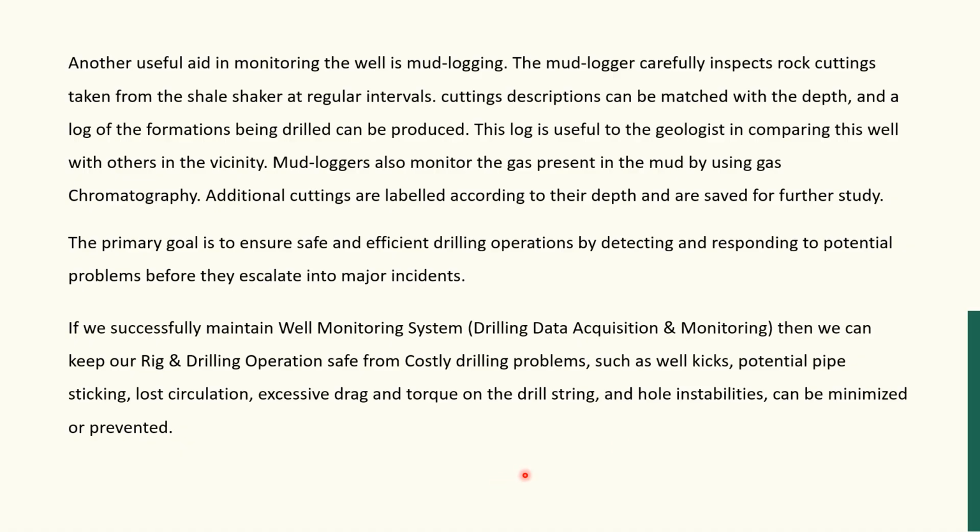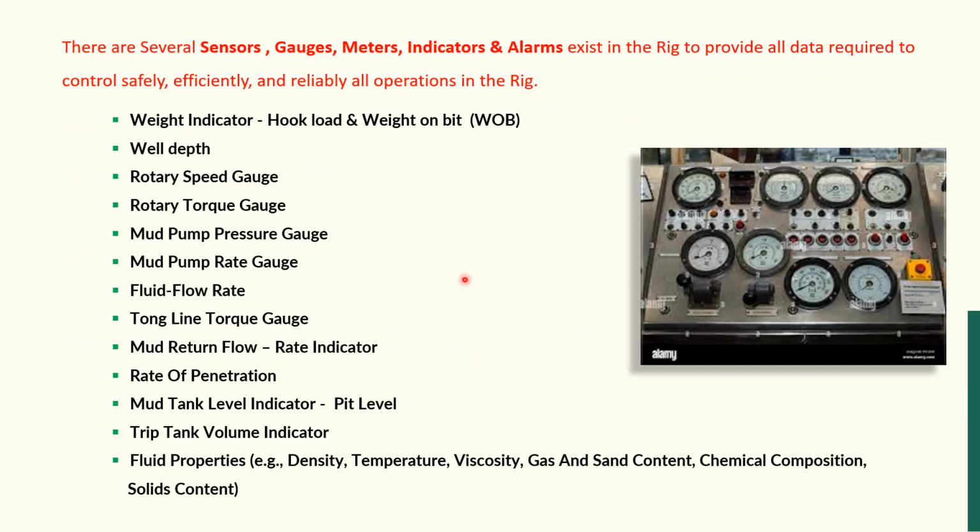How are they prevented? When we focus and keep an eye on the drilling parameters. Because we are watching the updates on the drilling parameters, if there is some deficiency, we take remedial action and the problem is solved. So it will save us from the big, huge problems. Now there are several sensors, gauges, meters, indicators, and alarms in the rig to provide all the data required to control all operations in the rig safely, efficiently, and reliably.